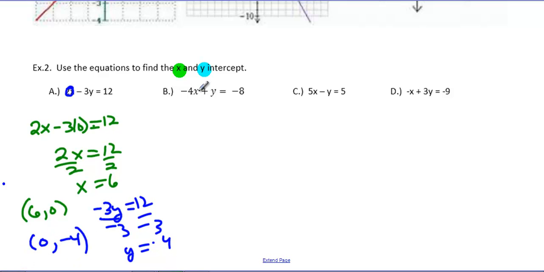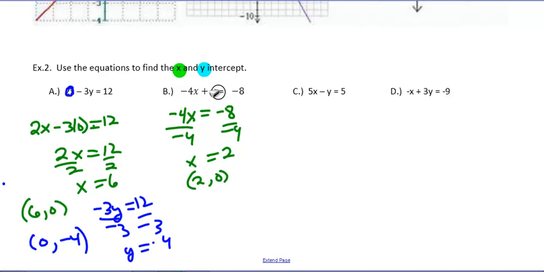Okay? Let's take a look at that again. Looking at B, I want to find the x-intercept. The x-intercept, once again, is a point that has a y value of 0. So that means this is going to be 0, which means I'm going to basically ignore it. And then divide. So I end up with positive 2, and my x-intercept is the point 2, 0.